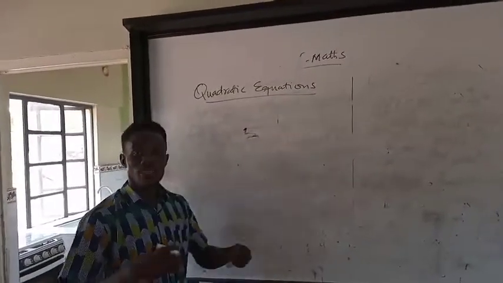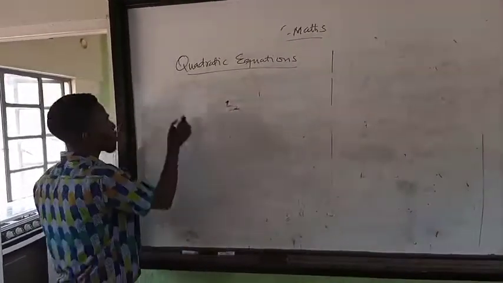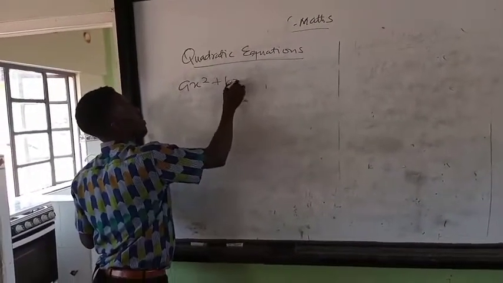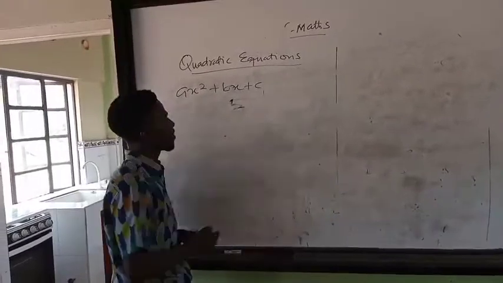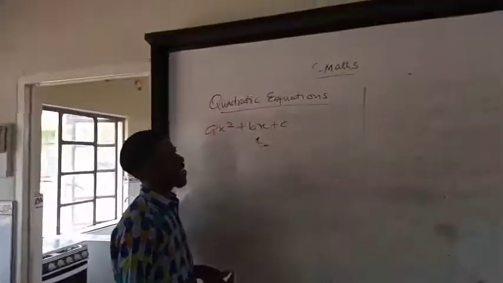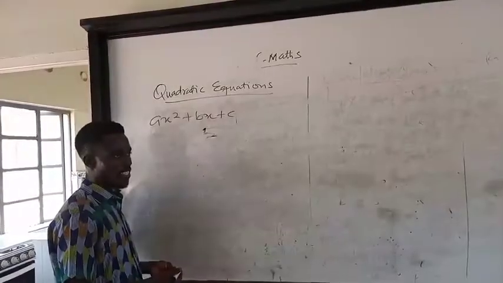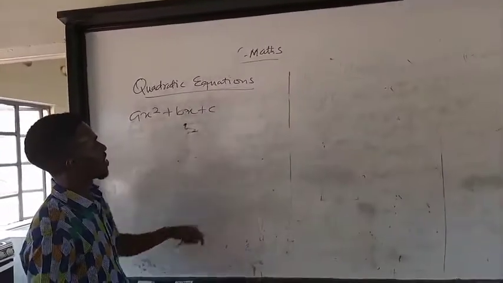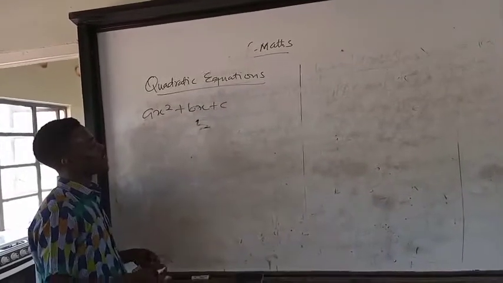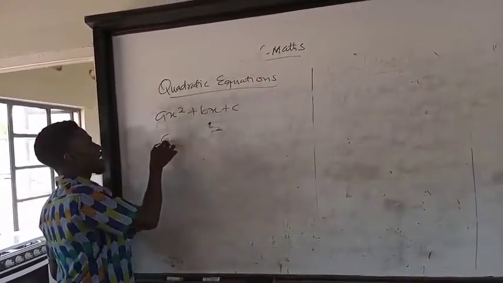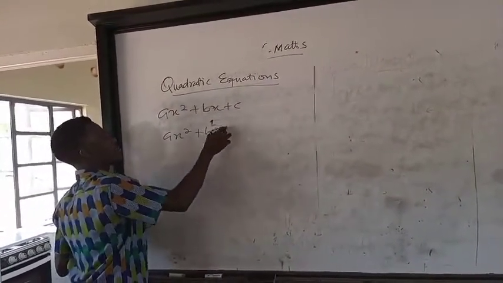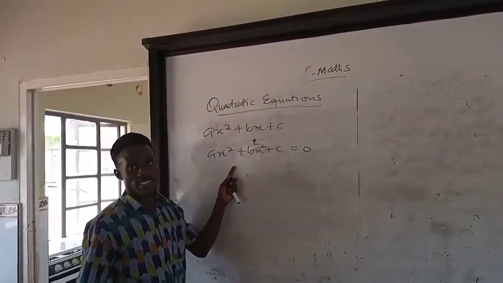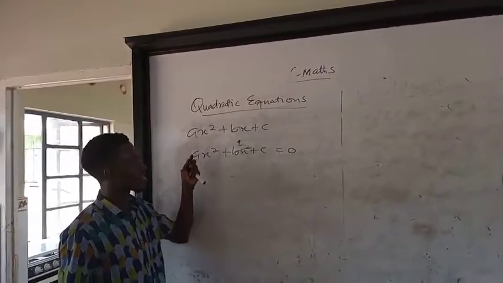Now when we talk of a quadratic equation, this is an equation of the form ax squared plus bx plus c. And this thing is an equation. Now, when you have ax squared plus bx plus c is equal to 0, this one is a quadratic equation. This is a quadratic function, this is a quadratic equation.